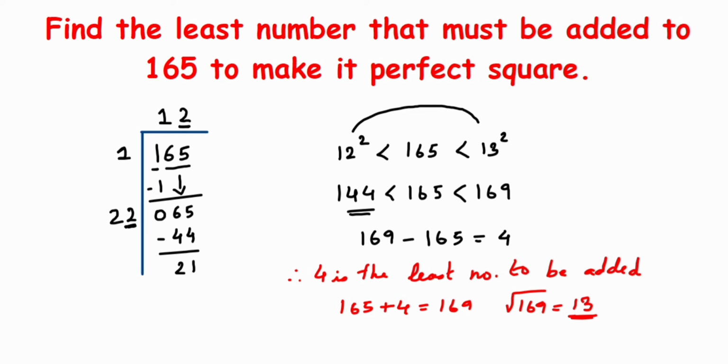Again, I'll just repeat. Just do the long division method. Whatever quotient you got, you take the next number of whatever you got. So 12 square means the next number is 13. 13 square. Find the square of that number and see how much we have to add more to get that. That's it. I hope it's clear.